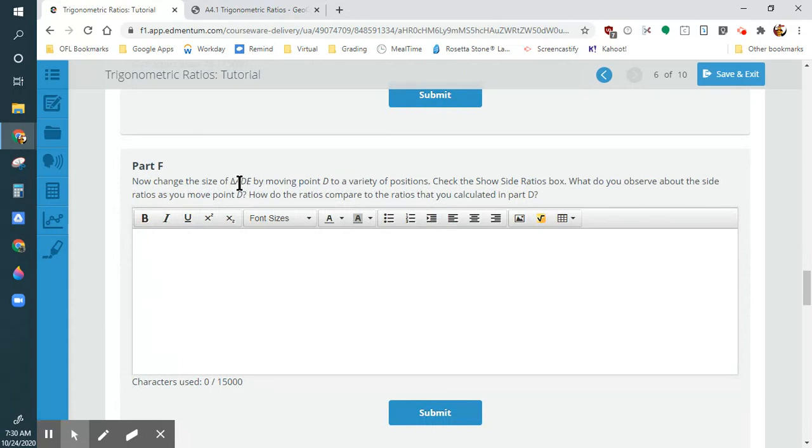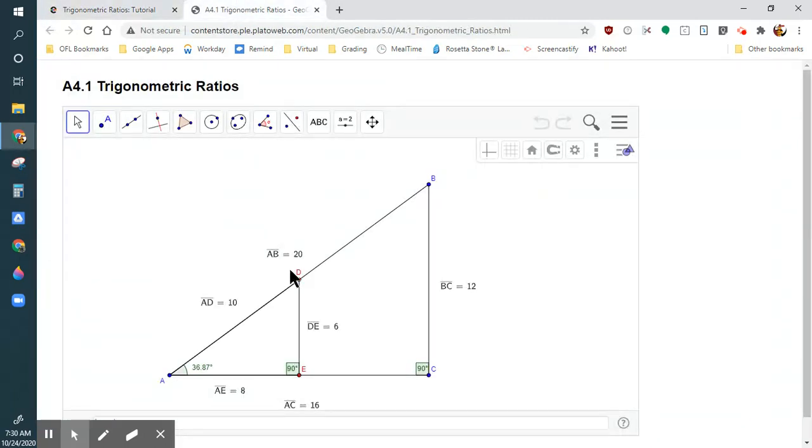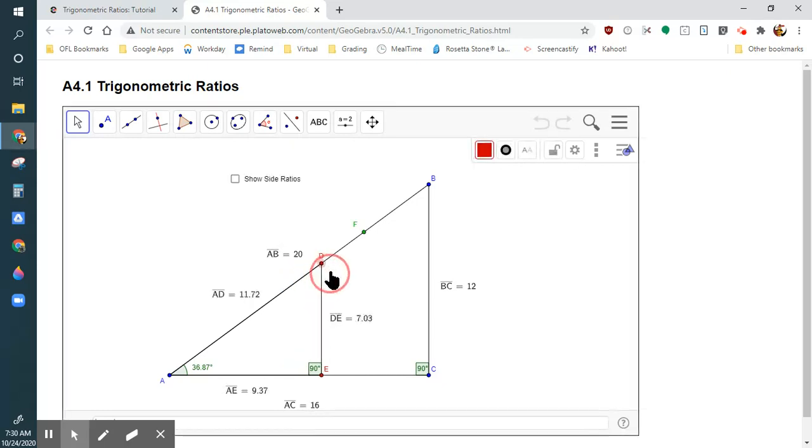Now change moving D. Okay, so we're going to move D here. So they want us to move this. I'm going to try to move it at a nice spot. So let me try to move it. You know what? I'm going to move it smaller. I'm going to move it to the point where all of the ratios are a lot easier to calculate. So I'm trying to get this to be 3 exactly, and I can't get it.